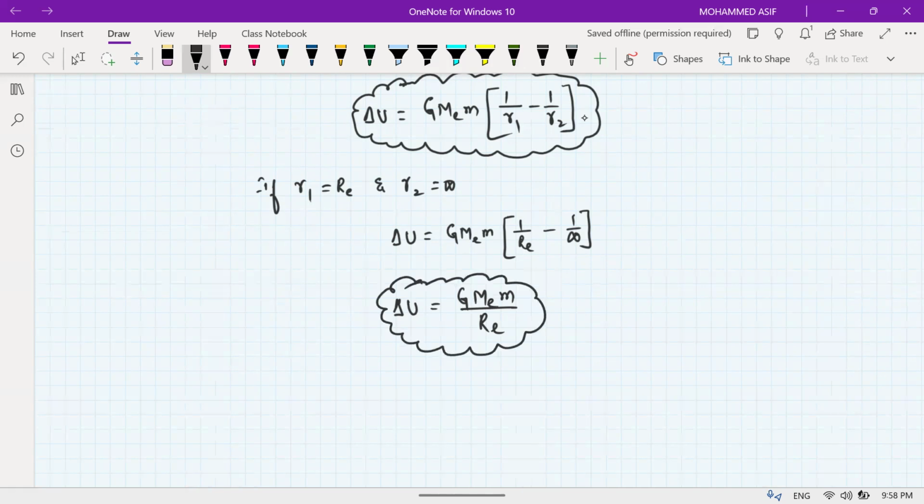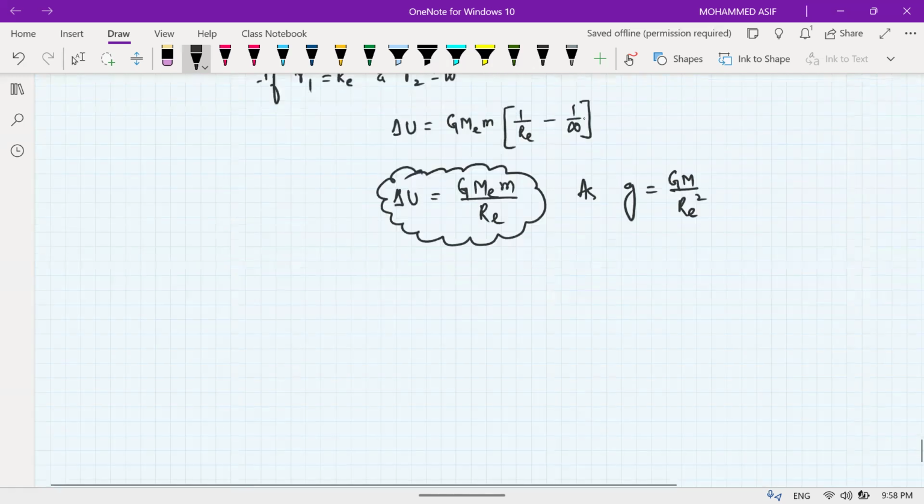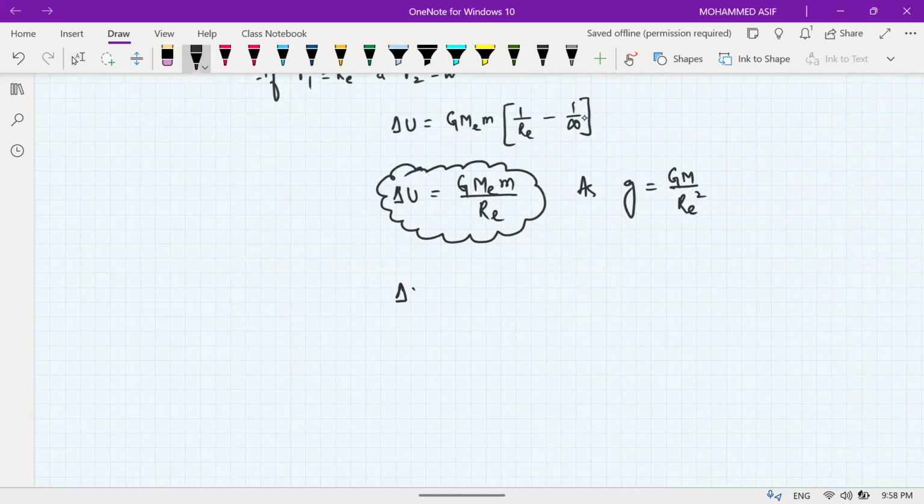I can even write this as small g is equal to capital G, capital M divided by RE square, isn't it? So can I write potential energy in terms of small g? Potential energy is equal to mg into the radius of the earth. That will be the answer for the change in potential energy. Clear?